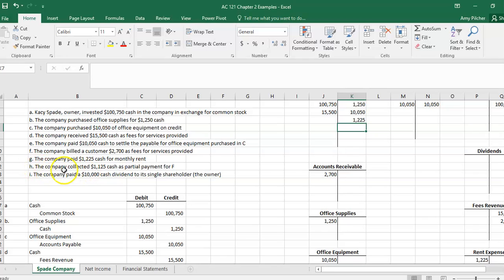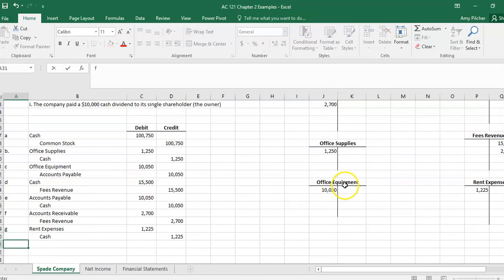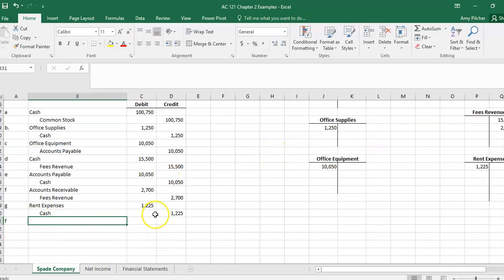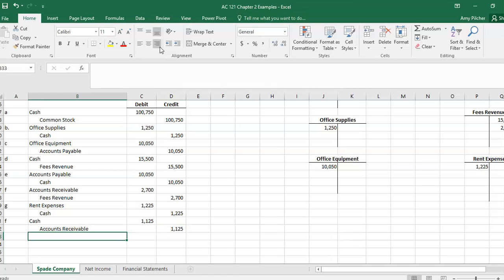Transaction H. The company collected $1,125 cash as partial payment for transaction F. We're receiving cash and we're reducing our accounts receivable. Our customer owes us less money because they paid us in partial amounts. We debit cash $1,125 and credit accounts receivable for $1,125.